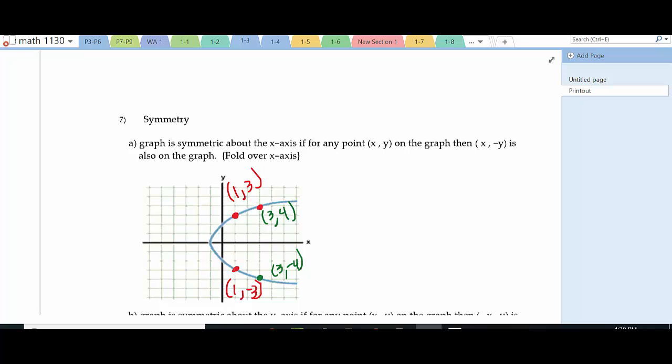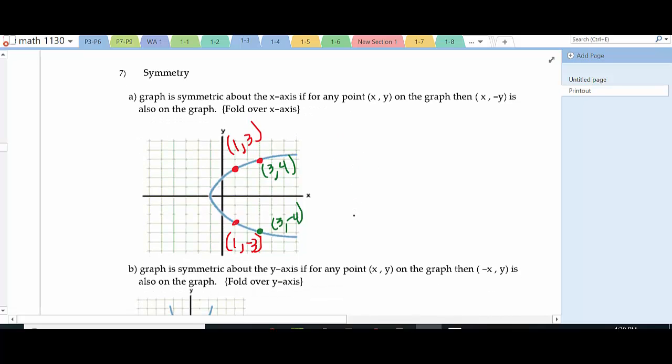Something's the same and something's different, right? So if you're symmetric about x, x is the same, but y is opposite. That should be logical because if y is opposite, it moves it over the x-axis, right? Okay, same thing here. X is the same, y is opposite. So anytime you're symmetric about x, x is the same, y is opposite. Okay, that's what that means, and you need to get that in your mind instead of just being able to look and see whether it's symmetrical or not, okay?